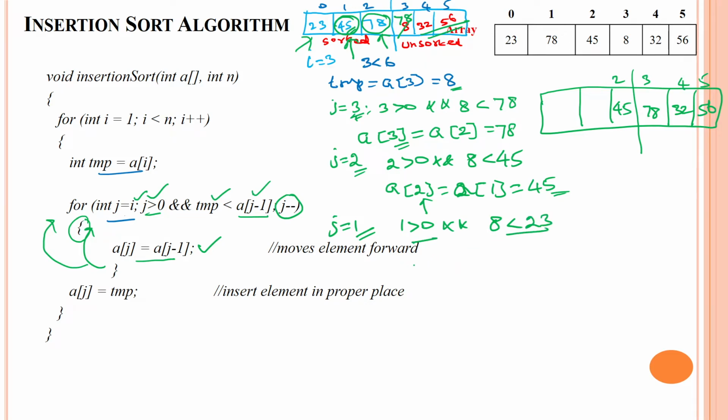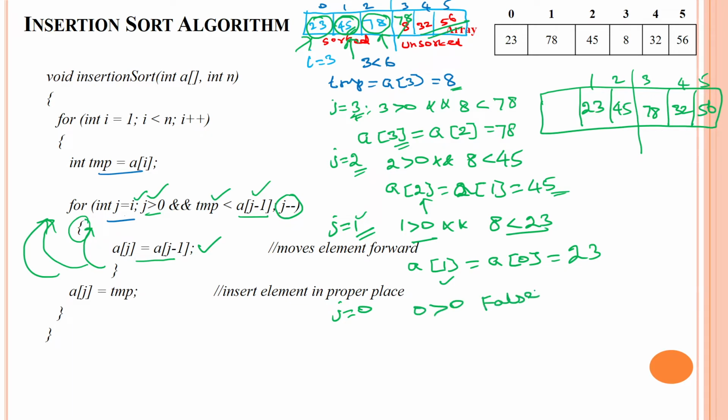So now we will execute a of j, a of 1 equals a of 1 minus 1, a of 0. This a of 0 is now 23, so 23 is assigned to a of 1. Then j is again decremented by 1. Now j becomes 0, then 0 greater than 0 is false. Once it is false, this for loop will not execute.